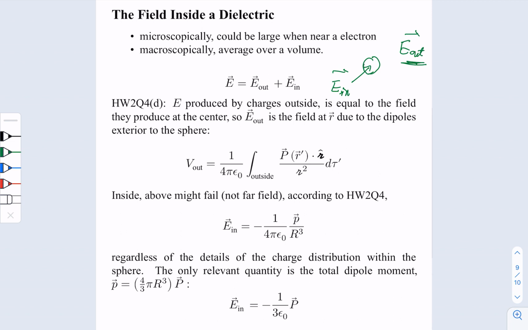So this is what I mean by the microscopic picture, and the field we are really interested in is the average over a certain volume, and this volume cannot be too small.